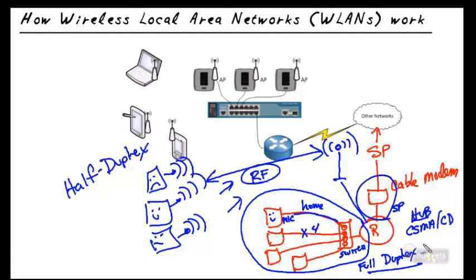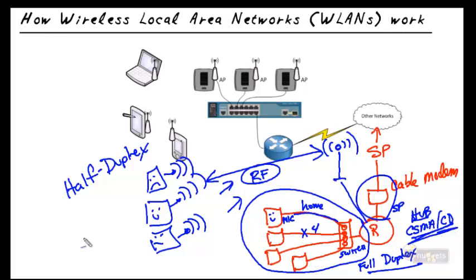With full duplex, we can turn off CSMA/CD because we don't need it. In full duplex, we're super happy. We have all the bandwidth we need as far as sending and receiving at the same time, so we disable carrier sensing multiple access with collision detection.